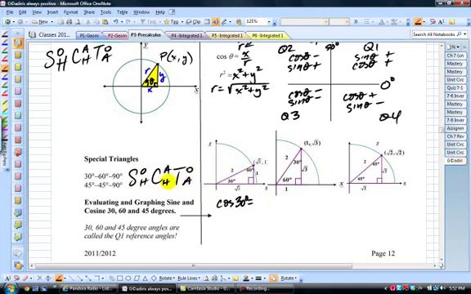Cosine is adjacent divided by hypotenuse. The side opposite the 30 is 1, and the adjacent side is root 3, with hypotenuse 2. So you have root 3 divided by 2. Whereas the sine of 30 degrees is opposite divided by hypotenuse, and that's going to be 1/2.